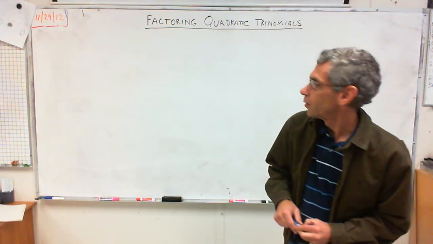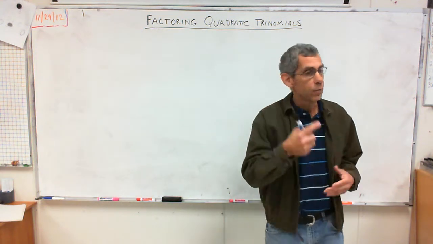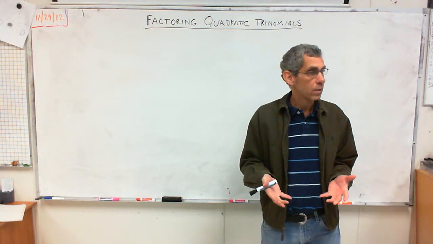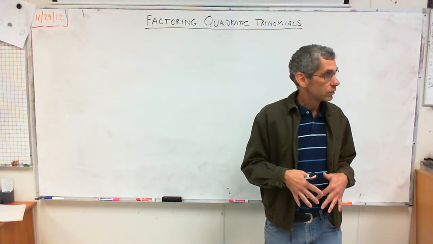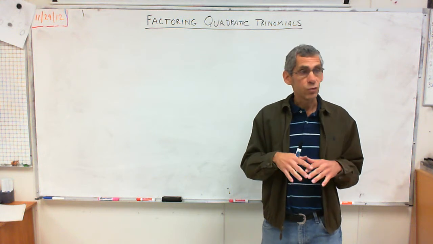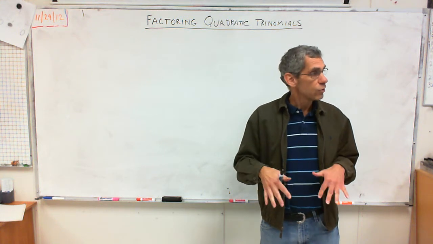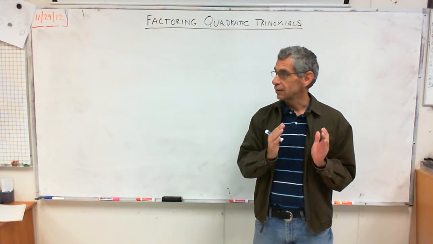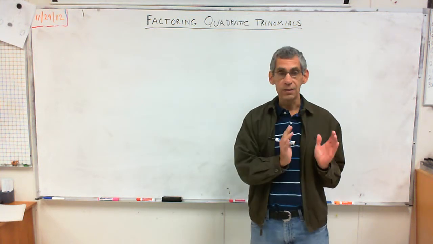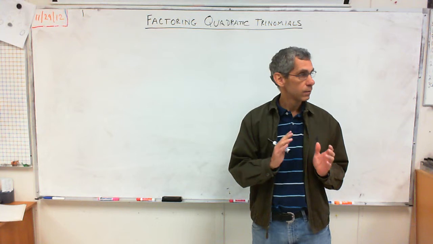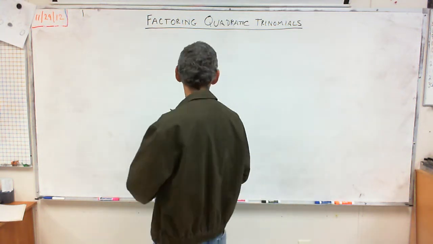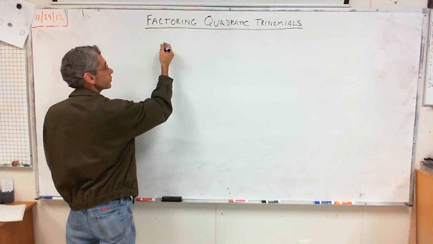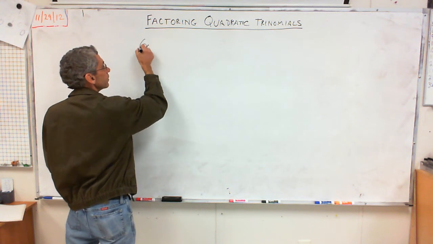We are on. Okay, so now that we've looked at FOIL, and you guys are fabulous at FOIL, we're going to do the reverse. We're going to take a trinomial and turn it into a factored form where you have two sets of parentheses, and a binomial in each of them. You guys all know what binomials are, right? Two-term.